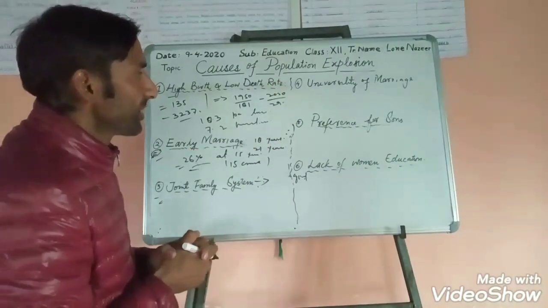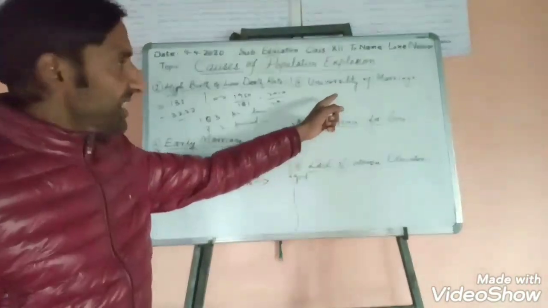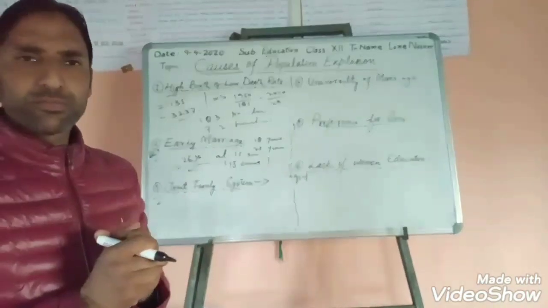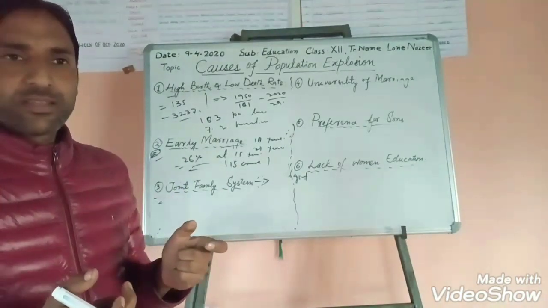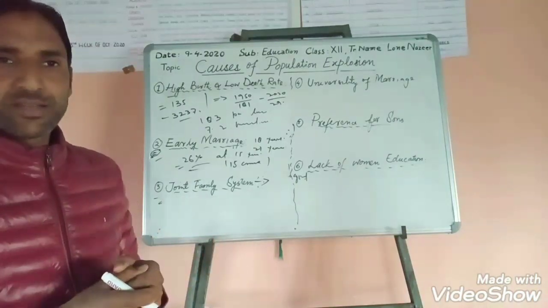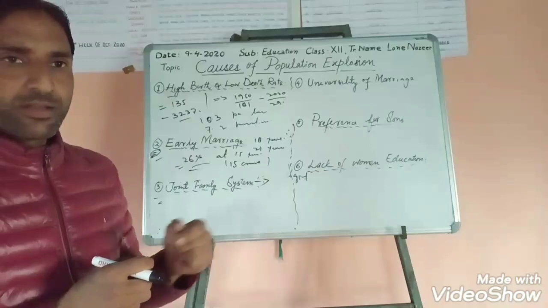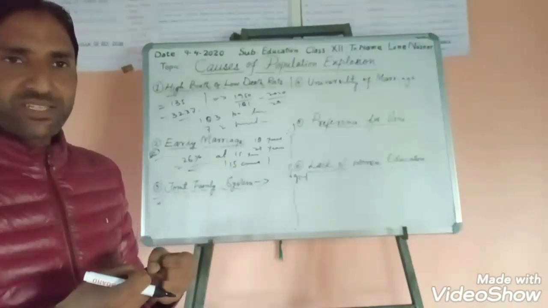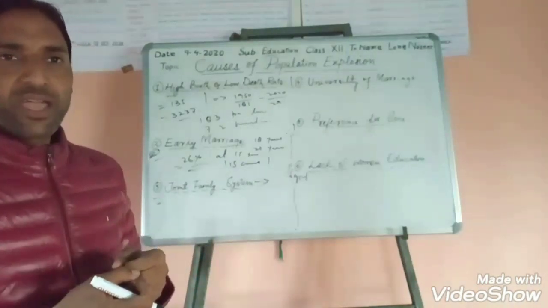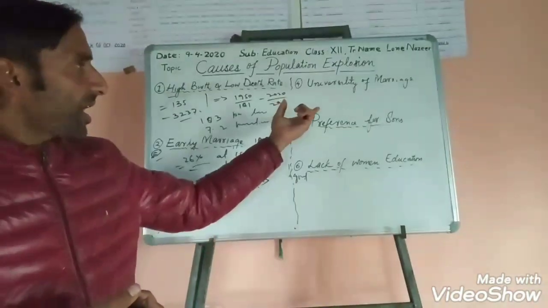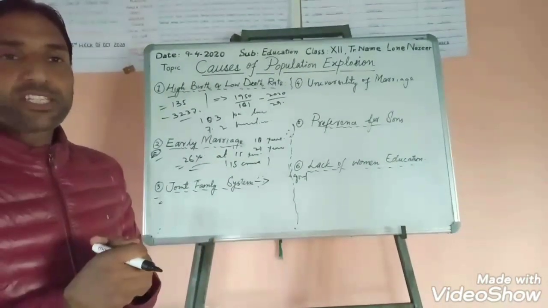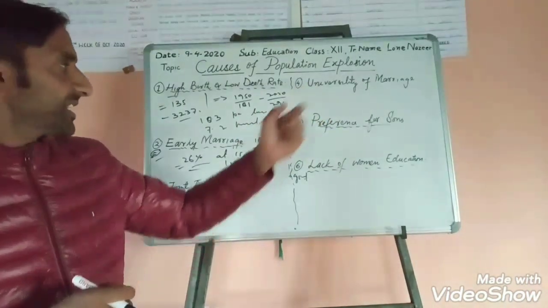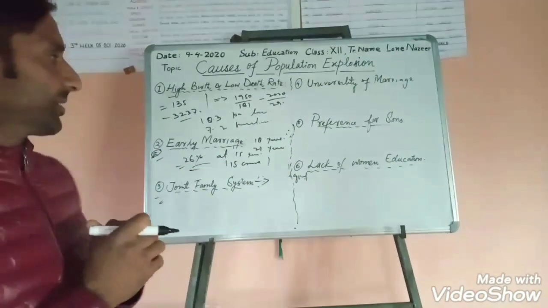Coming to the fourth point. Fourth cause is universality of marriage. Universality of marriage means that marriage is a universal truth. Everyone sooner or later gets married, and it is mandatory. So in this way, we can say that every person, हर कोई शख्स, population बढ़ाने में अपना योगदान देता है, or we can say that everybody participates in producing children, which results in population explosion.